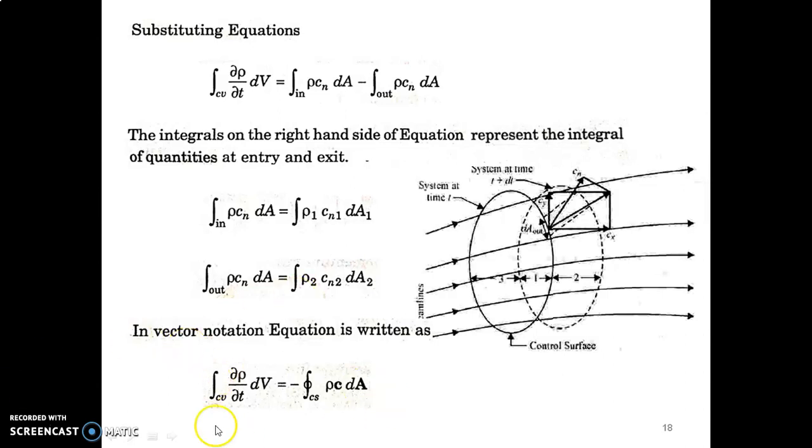So far we have changed our expressions in many ways. We have derived the differential form of the equation, and also the integral form. This is the last expression we have reached: integral over the control volume of dou rho by dou t dV is equal to negative of the surface integral over the control surface of rho c dA.